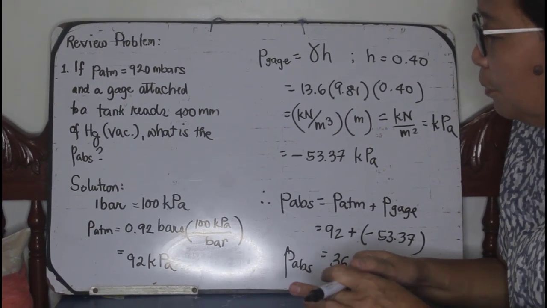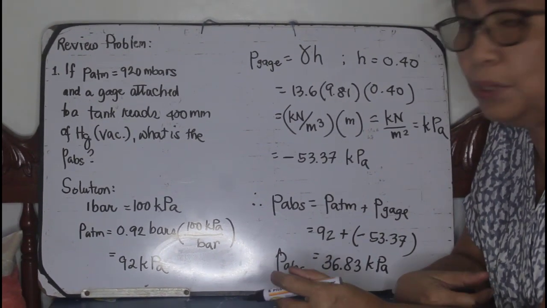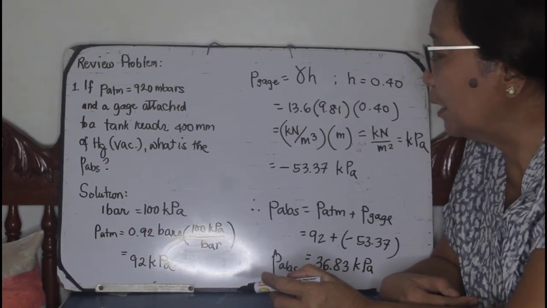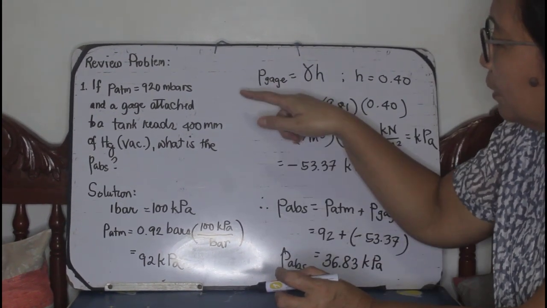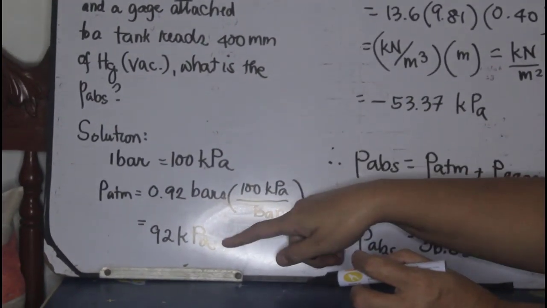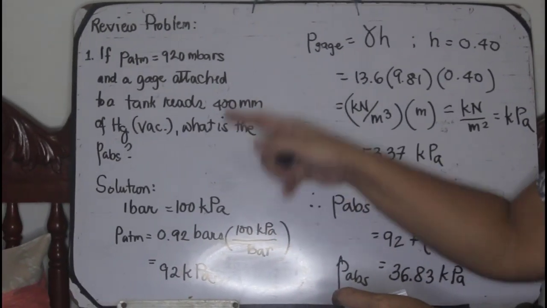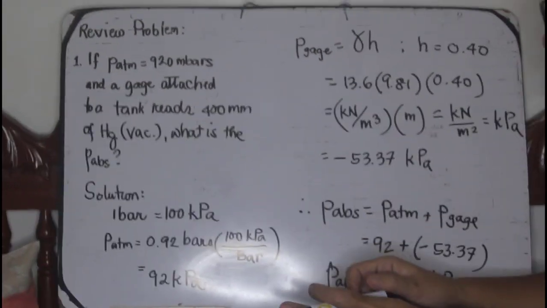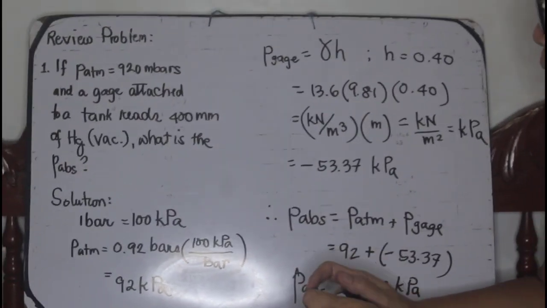Okay, so you remember the conversion of quantities. We have to be consistent with units. 1 bar is equivalent to 100 kilopascal. So the given atmospheric pressure of 920 millibars is converted to kilopascal. So 920 millibars is 0.92 bars. Converting it to kilopascal, that becomes 92 kilopascal.